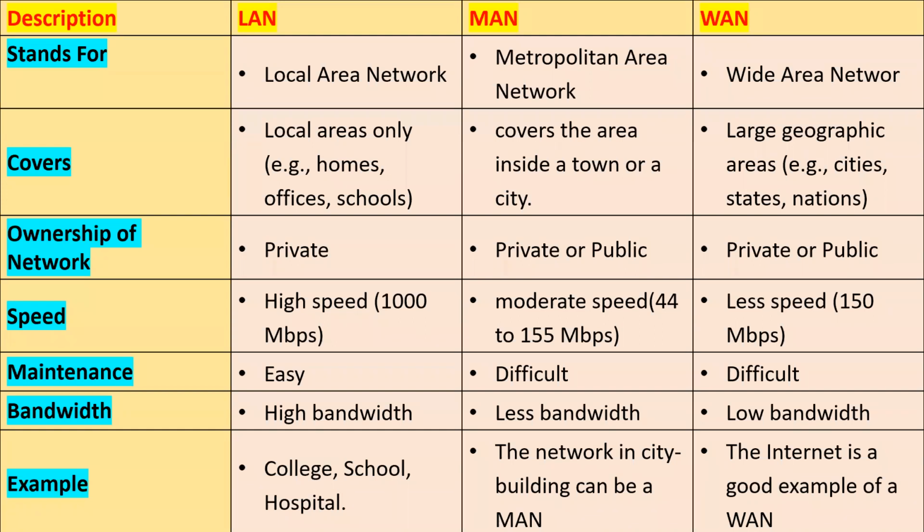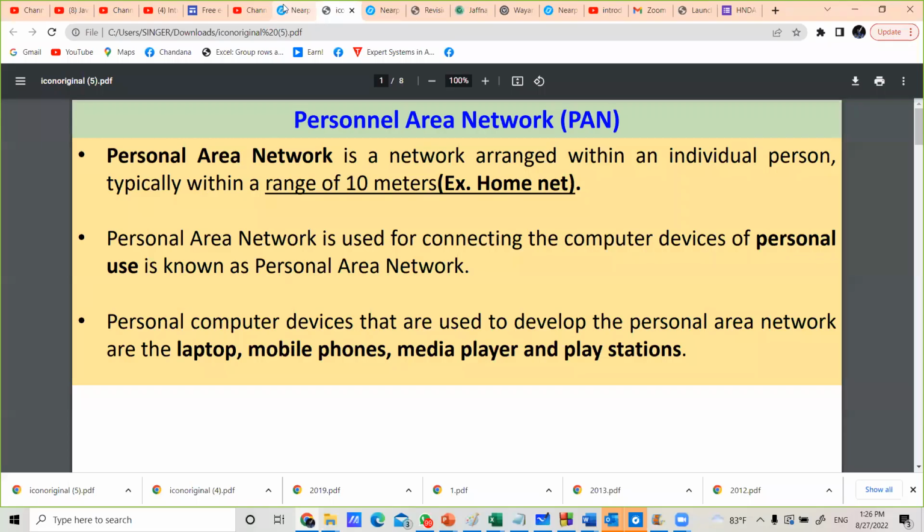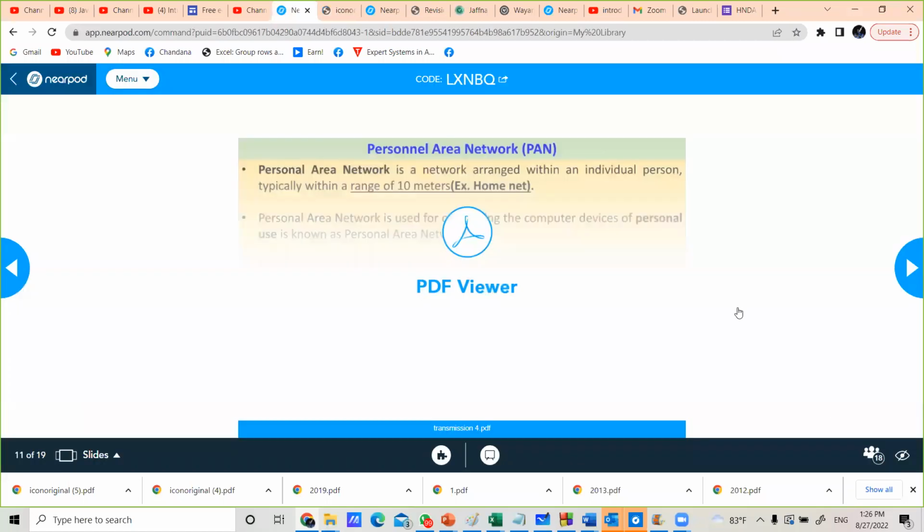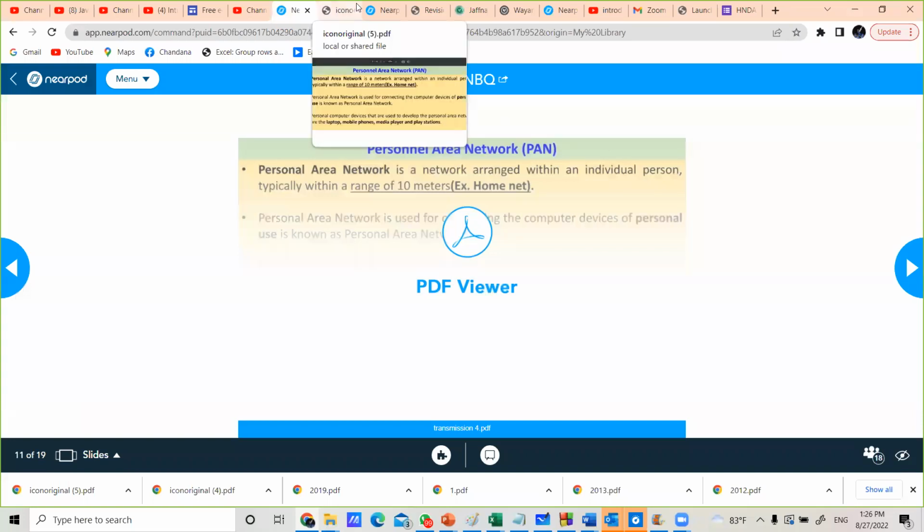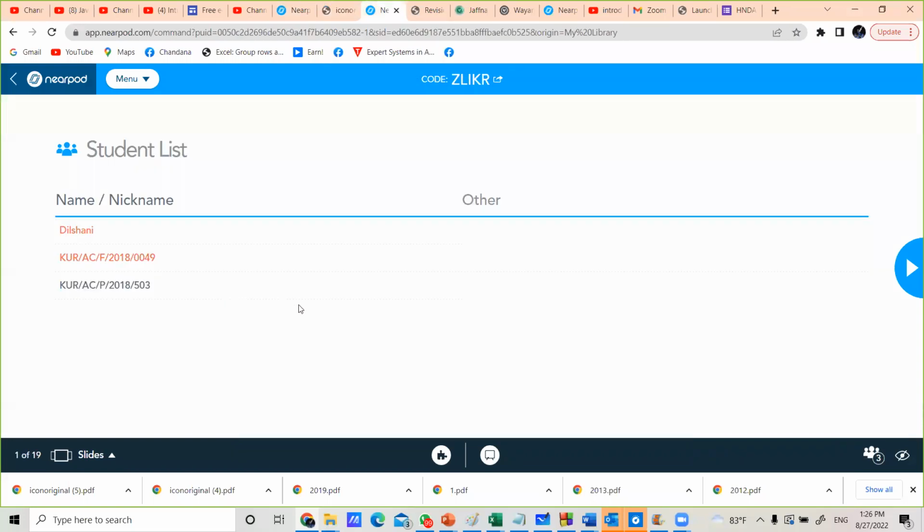Right, that's about the types of network. Now it is time to do some activity. Go to the activity tool. I think now you are okay with the activity tool here. In one system there are 18 students, the other one has only 3. Together 21 students have joined, but in the Zoom session there are 49.